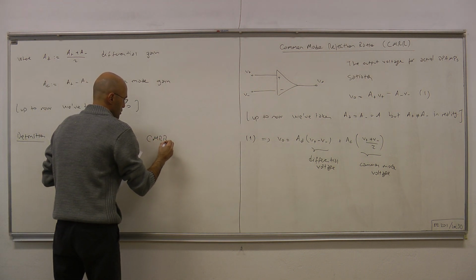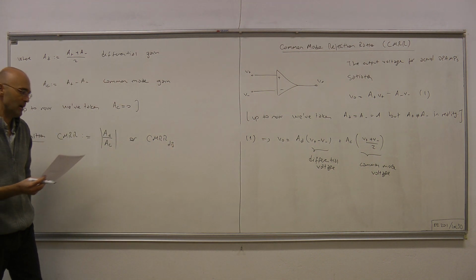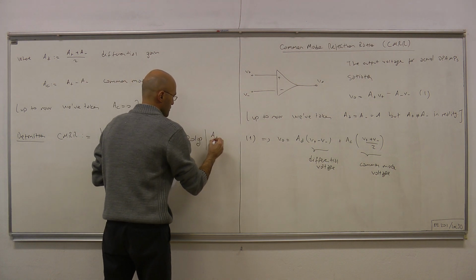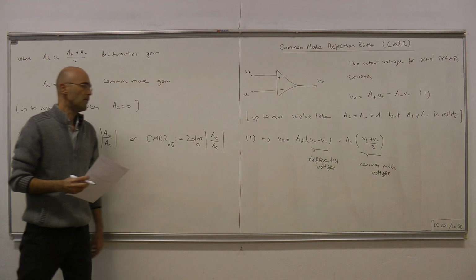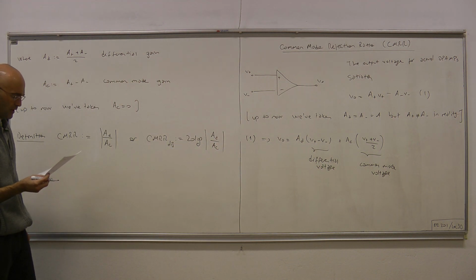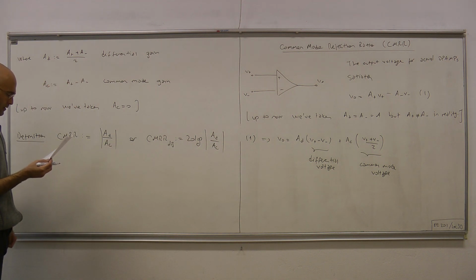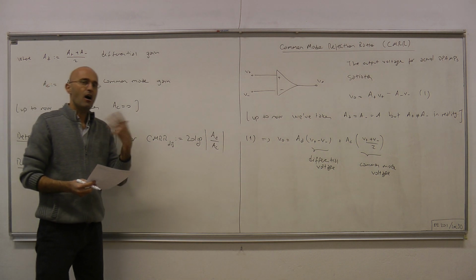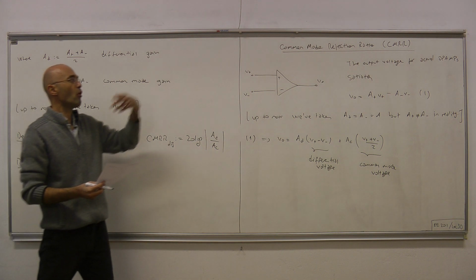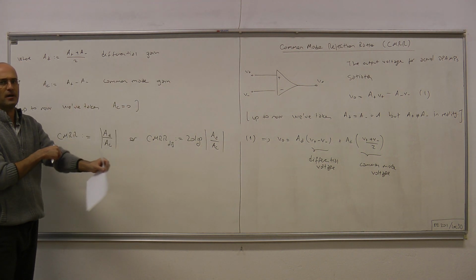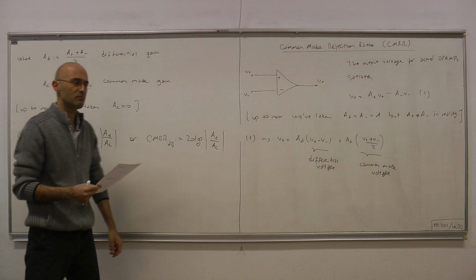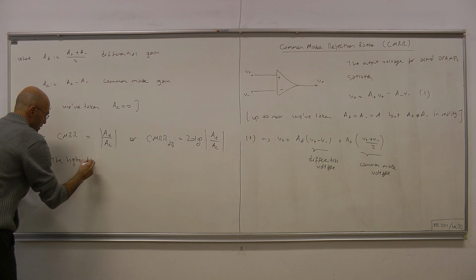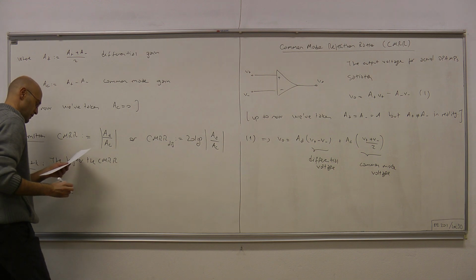Or common mode rejection ratio in dB, in decibels, is 20 log of the same ratio, AD over AC. Now, it's obvious that the higher the common mode rejection ratio, the closer the device gets to the ideal model. Okay? Therefore, the higher the common mode rejection ratio, the better it is.